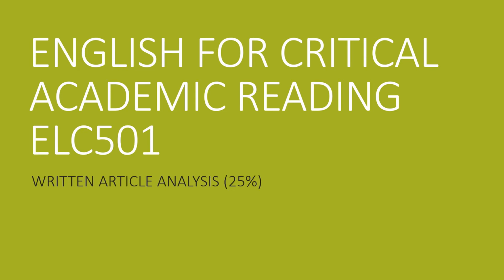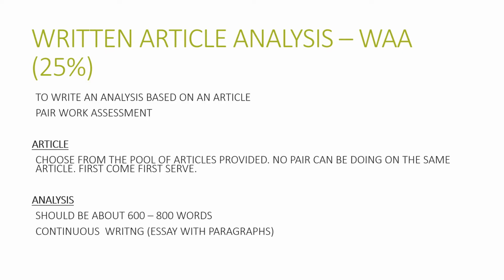So I'm going to explain to you your written article analysis, which covers 25%. Basically, you're going to write an analysis based on an article. This is a pair work assessment. If the number is not even in the group, someone will have to do it on his or her own. The rest will do this with your partner. There is no group of three. It should be either a pair or an individual assessment.